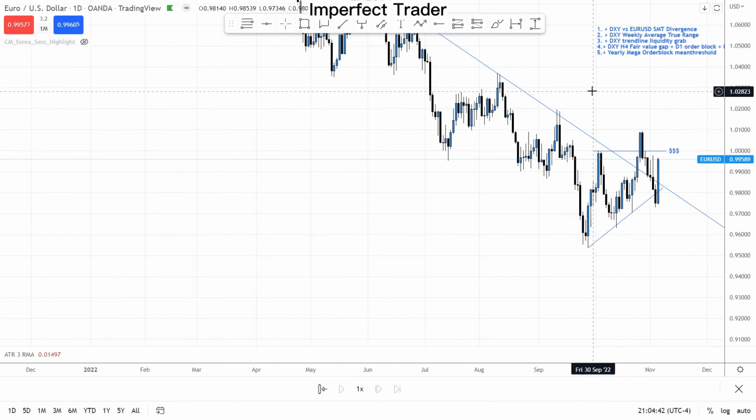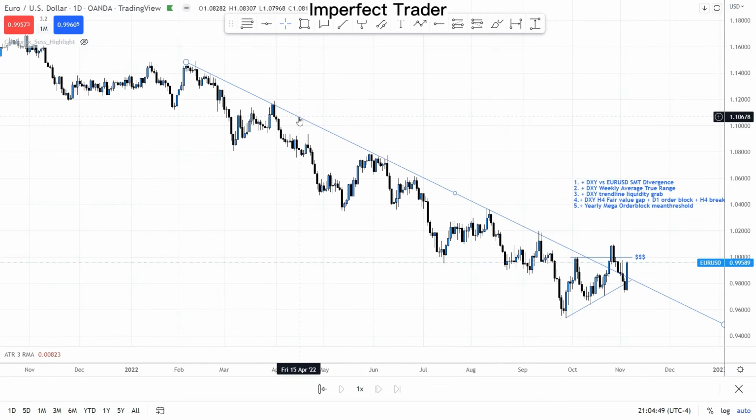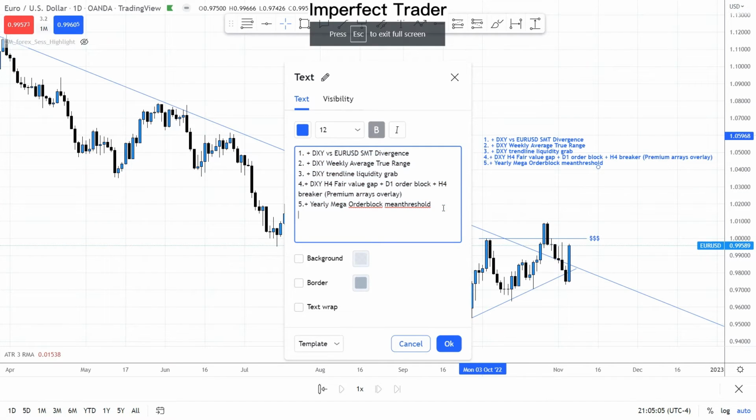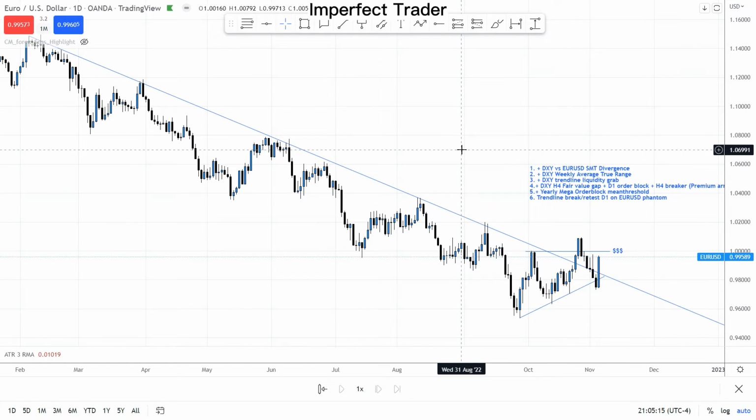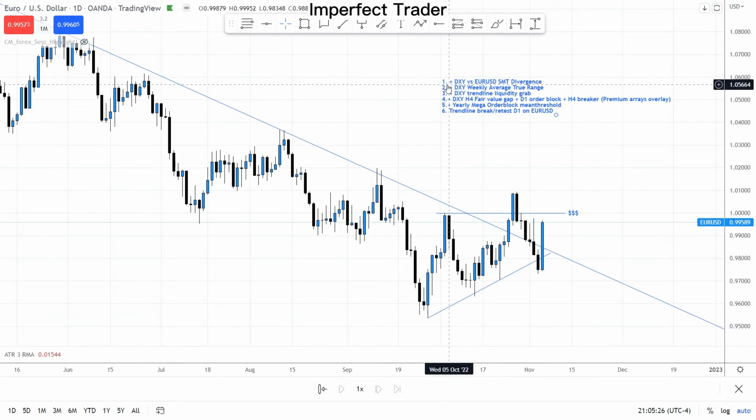So it's like everything is clean, and price now goes however everything is required to go, and that is a lot of things. I think trend line break and retest on D1 on Euro against American dollar. I actually don't know what the word phantom is. But yeah, the first reason is the XY and EU SMT divergence. The second reason is the XY yearly average true range. The third one is the XY trend line liquidity grab, and the yearly order block mid threshold, and the trend line bridge, a lot of liquidity taken.